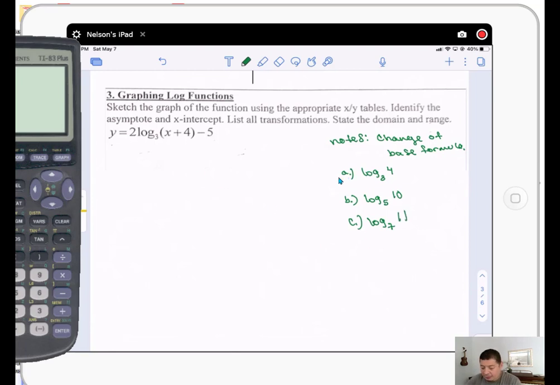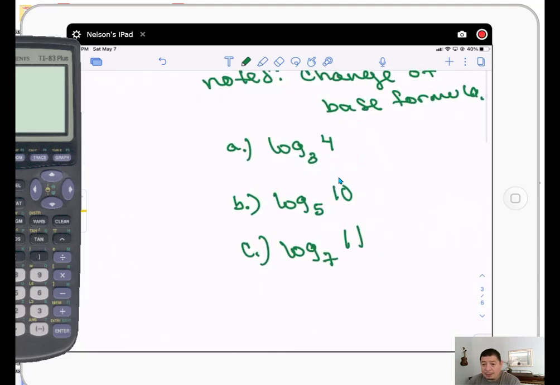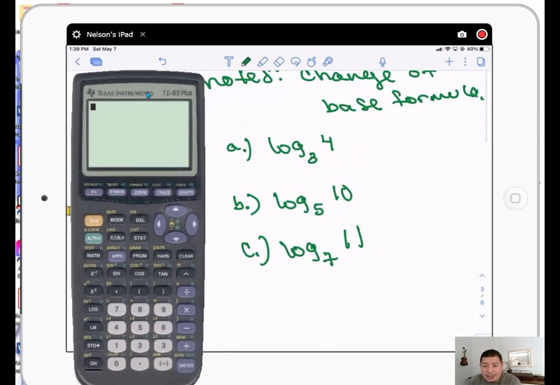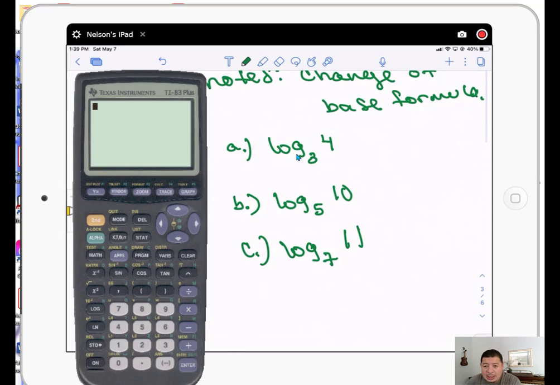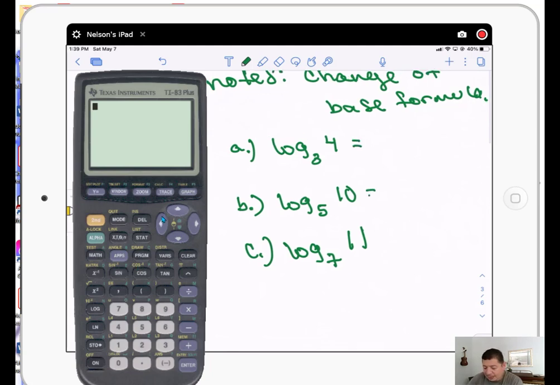Okay, so the change of base formula says the following. And by the way, change of base formula is very important because that's the way that you get to input your values into your calculator. If you don't do it this way, then of course, you're not going to be able to get the correct response. Okay, so here we go.